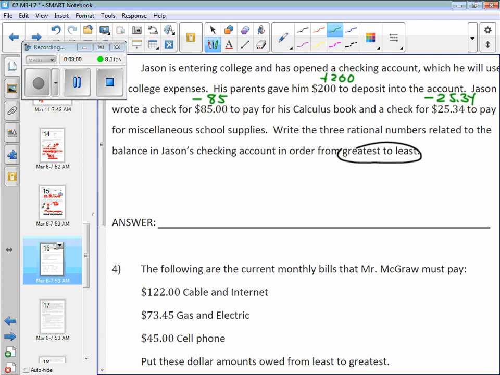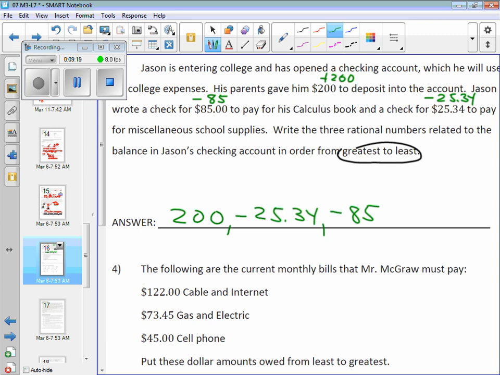So when you do greatest to least, it becomes 200, because that's the only positive number, negative 25.34, and then the least is negative 85. Yes? No?